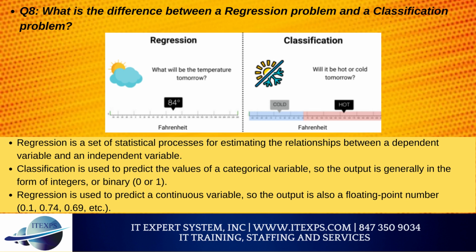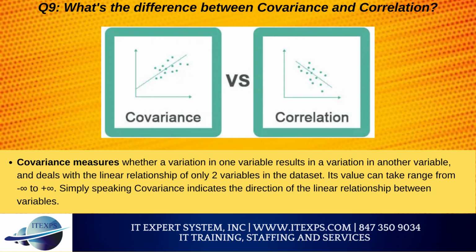What's the difference between covariance and correlation? Covariance measures whether a variation in one variable results in a variation in another variable, and deals with the linear relationship of only two variables in the dataset. Its value can take range from negative infinity to positive infinity. Simply speaking, covariance indicates the direction of the linear relationship between variables. Correlation measures how strongly two or more variables are related to each other. Its values are between -1 to +1. Correlation measures both the strength and direction of the linear relationship between two variables. Correlation is a function of the covariance.